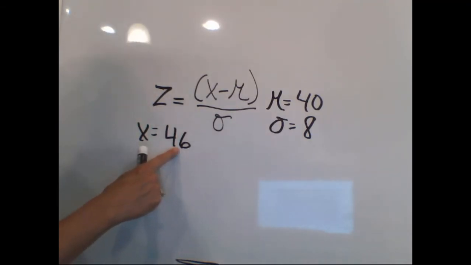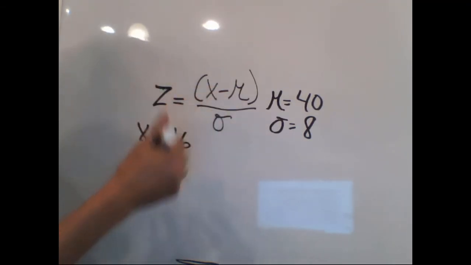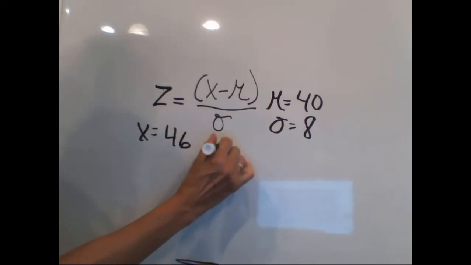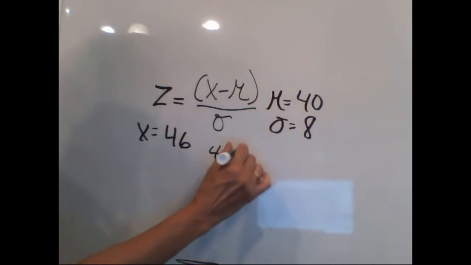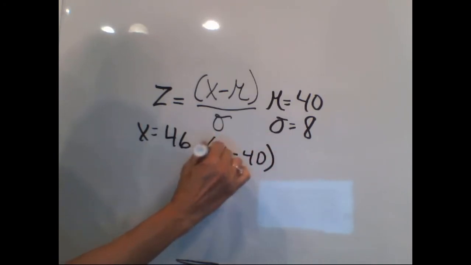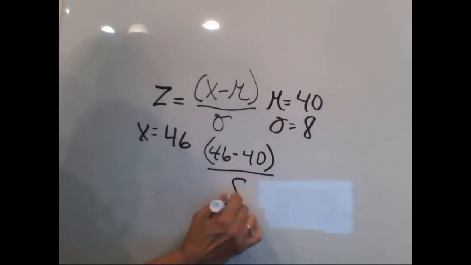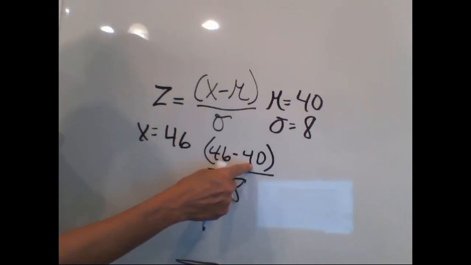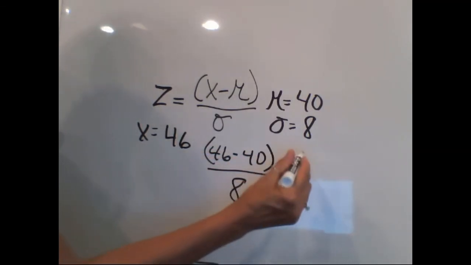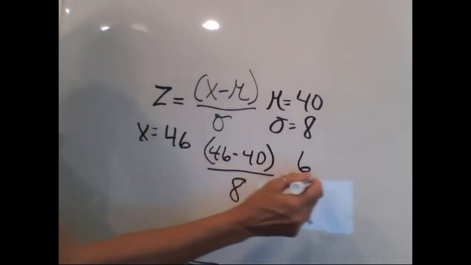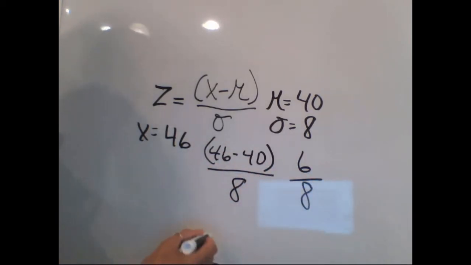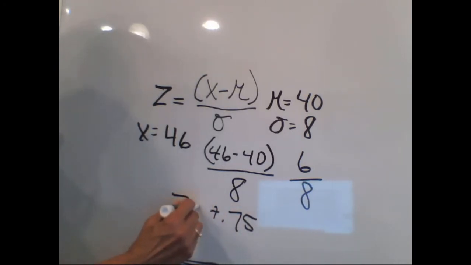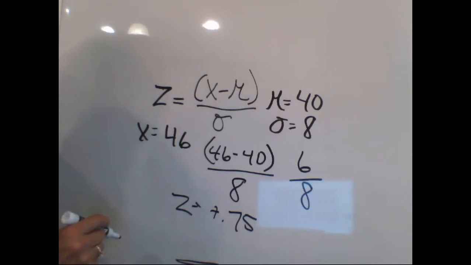For this next one, we have a score of 46. So let's plug it into the formula. I'm going to plug in the score first of 46 minus the mean of 40. And I'm going to divide it by the standard deviation of 8. Now I know by looking at this that I'm going to have a positive z-score because my score is larger than the mean. So 46 minus 40 gives us 6. And 6 divided by 8 is 0.75. So we have a z-score that's equal to positive 0.75.